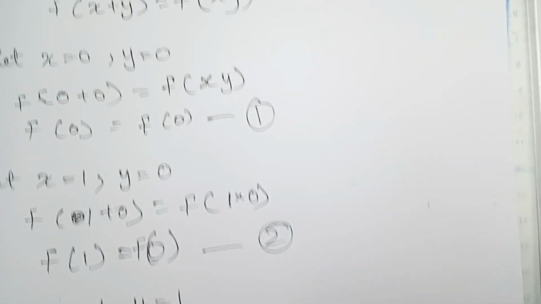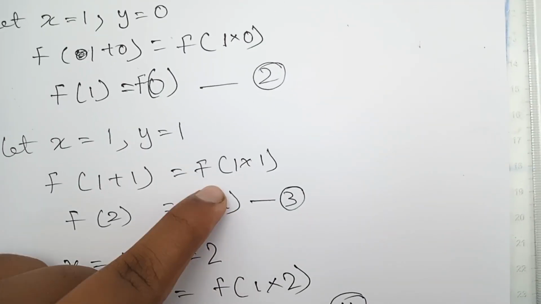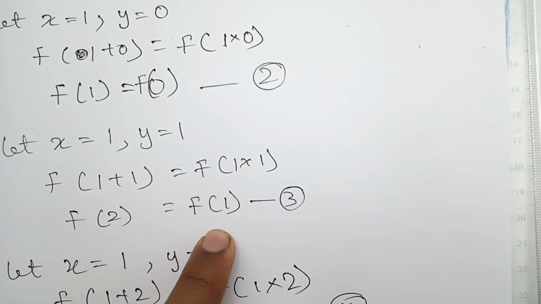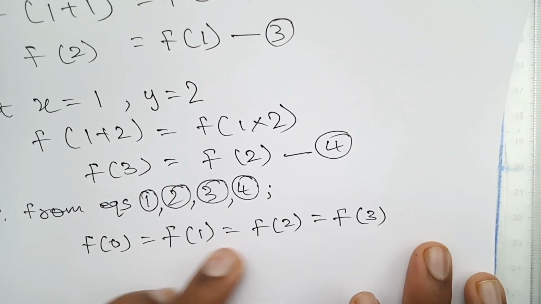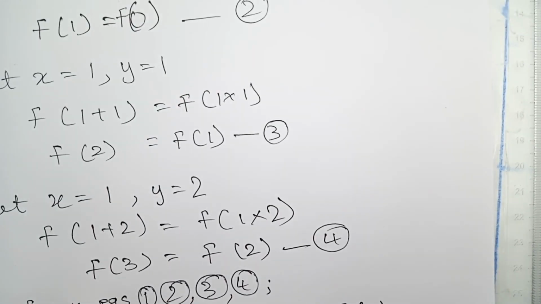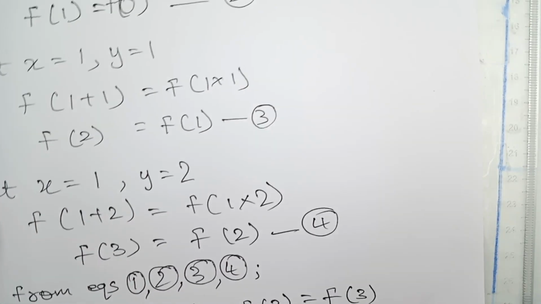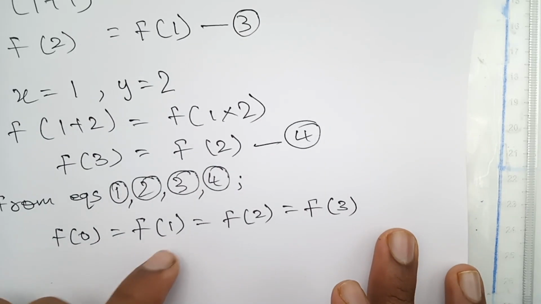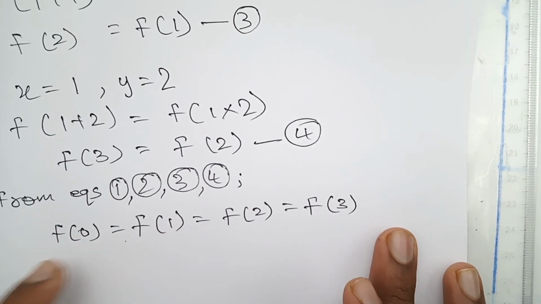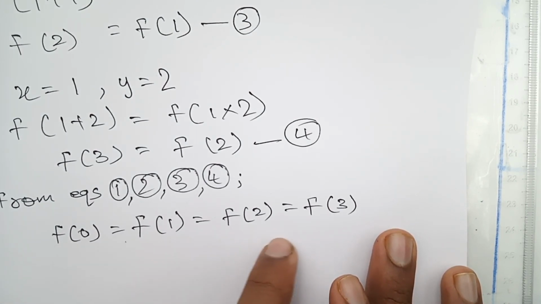Then again, here f of 2 is equal to f of 1, so f of 1 is equal to f of 2. Now the last one, f of 3 is equal to f of 2, so f of 2 is equal to f of 3. So totally we can write it as f of 0 is equal to f of 1 is equal to f of 2 is equal to f of 3.